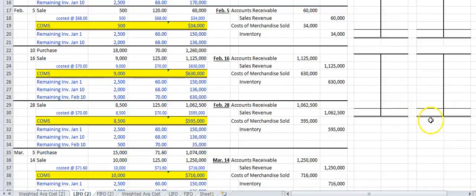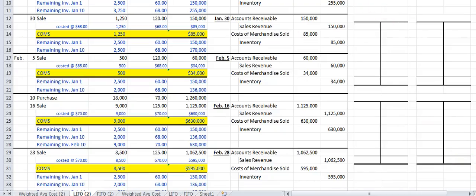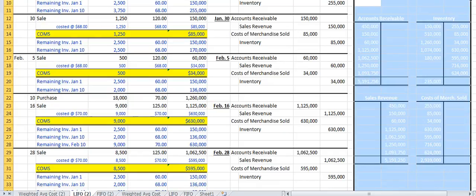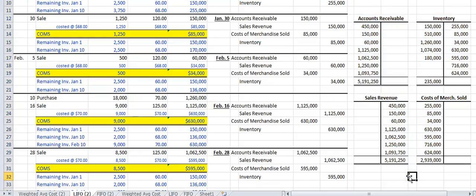Let's take a look at how the T accounts look. And let's just black this out. Like I did in the previous exercise, this was the journal entries. This is the posting of those journal entries. And so what you will notice is that sales revenue is going to be the same as what we had in FIFO, because sales revenue does not change. But the cost of merchandise sold is going to be different, 2,939,000, and my ending inventory is going to be different, 235,000.